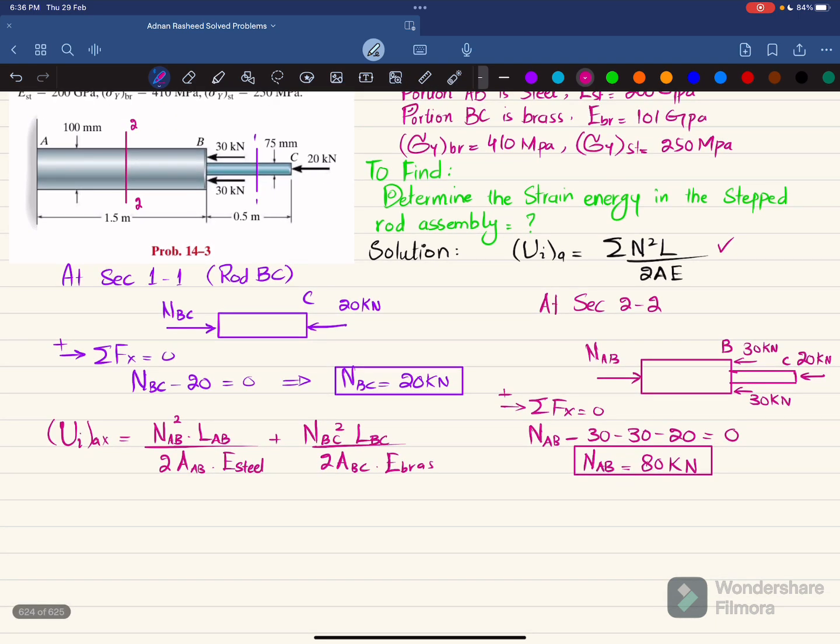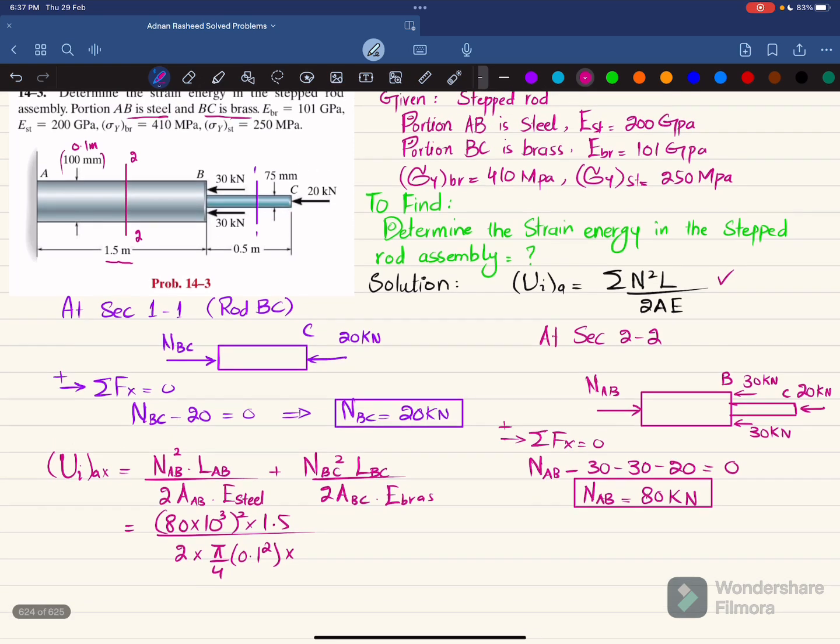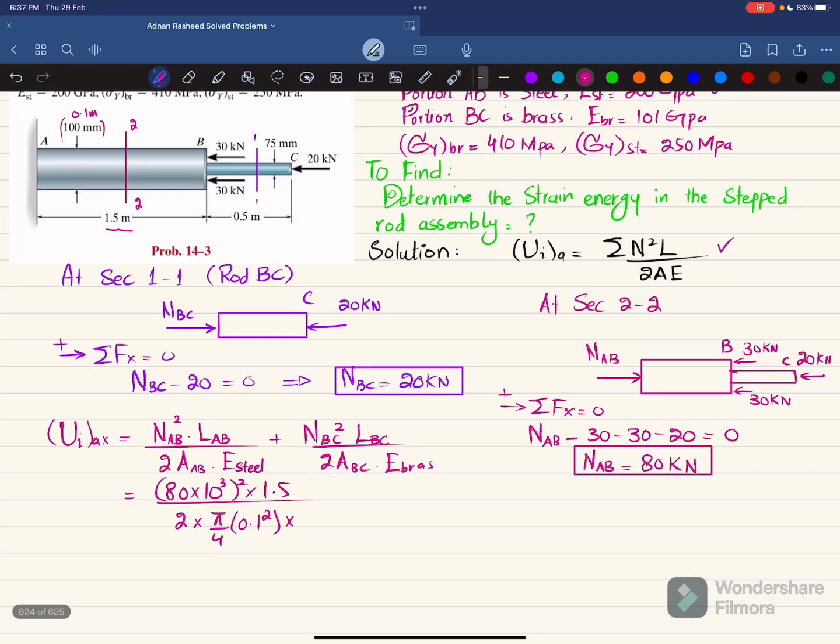So now you have all the values, so you can put them in. NAB is 80 kilonewton, so 80 into 10 raised to power 3, whole square. Length of AB is 1.5 meter, so I will write 1.5 divided by 2 multiplied by area. Diameter is given as 100 millimeter, which is 0.1 meter, so you can use pi by 4 into 0.1 square. Clear? And E of steel is given as 200 gigapascal, so 200 into 10 raised to power 9.